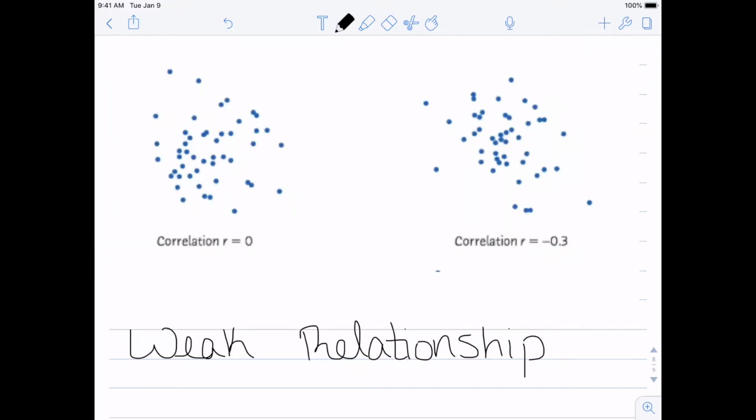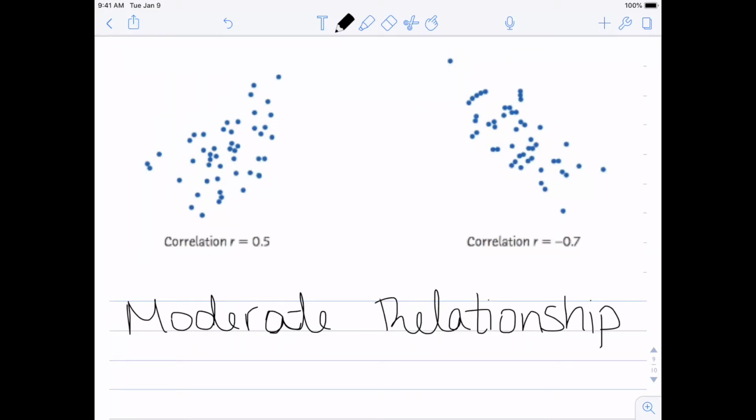So here's an example of a graph with correlation coefficient 0 and then -0.3. We can see that these are a weak relationship. It's not really clear that there is a good line in these graphs. Here we have one with a correlation coefficient of 0.5 and -0.7. So these would be a moderate relationship.